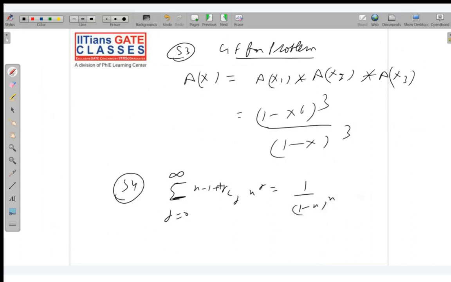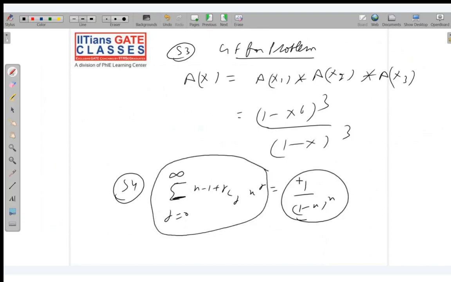Sigma r equals 0 to infinity (n minus 1 plus r)Cr x power r is 1 upon (1 minus x) power n. Okay, yes, so now I will apply this formula here. So you can see 1 upon (1 minus x) power n is equal to this thing.